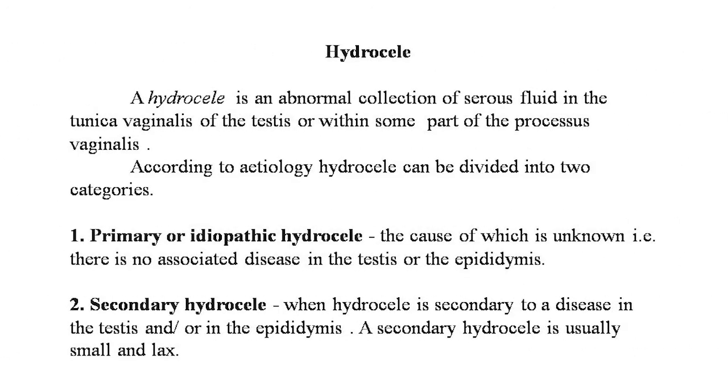A hydrocele is an abnormal collection of serous fluid in the tunica vaginalis of the testes or within some part of the processus vaginalis. According to the etiology, hydrocele can be divided into two categories. First is the primary or idiopathic hydrocele, the cause of which is unknown, that is, there is no associated disease in the testes or the epididymis. Second is the secondary hydrocele, when the hydrocele is secondary to a disease in the testes and or in the epididymis. A secondary hydrocele is usually small and lax.